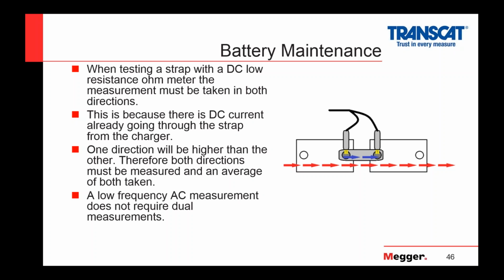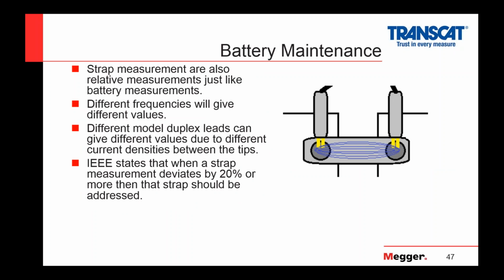But again, if you're going to use DC, you have to do it in both directions. Also important, what I've heard is people tell me, I want to do DC because I use a low resistance ohm meter so I get an absolute measurement. You're not going to get an absolute measurement on a battery strap. It's always going to be relative.